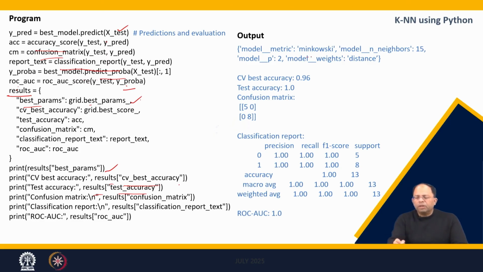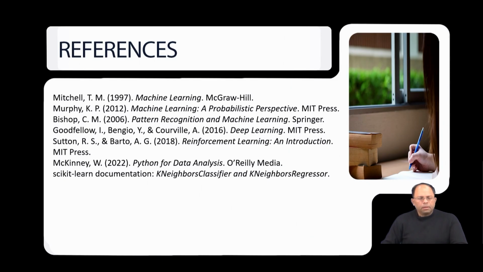So model metric is Minkowski, neighbors is taken as 15, and model weights is distance. CV value came as around 0.96, test accuracy is 1, confusion matrix is perfectly predicted, and then we have the classification report, which, because the data set is very small, is coming like that, and then ROC AUC value is a perfect one. So actually it seems like overfitting because all the values are very perfect, but that is because the data set is very small. So these are some of the references that we have used.